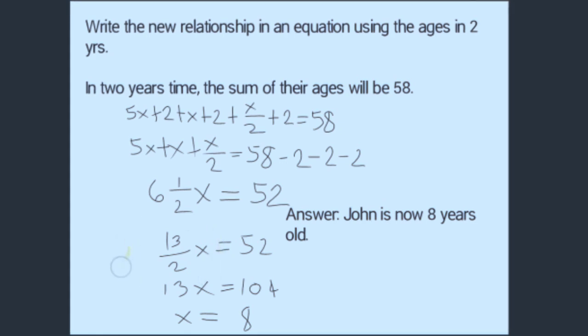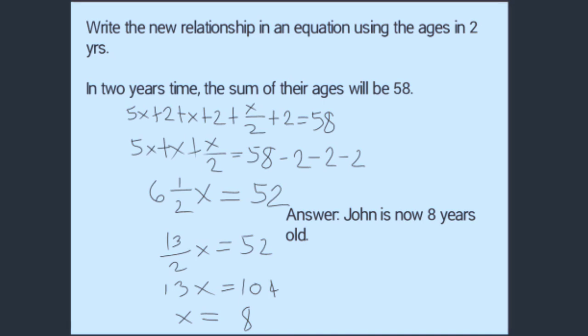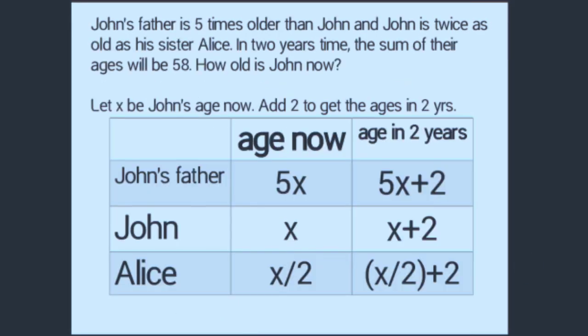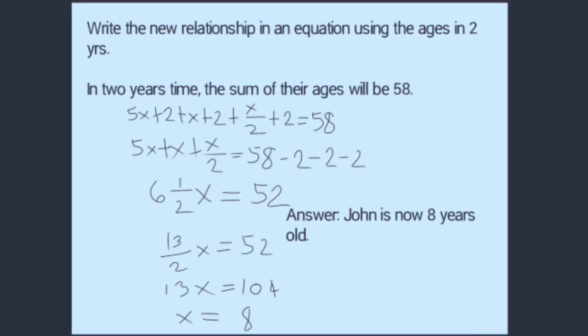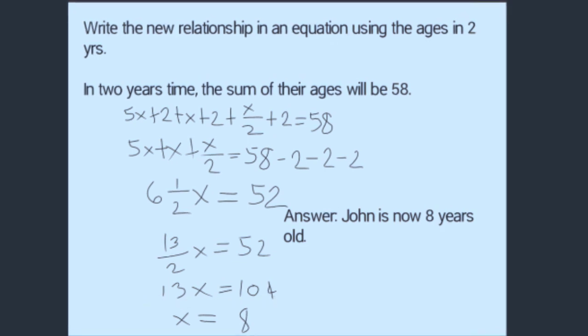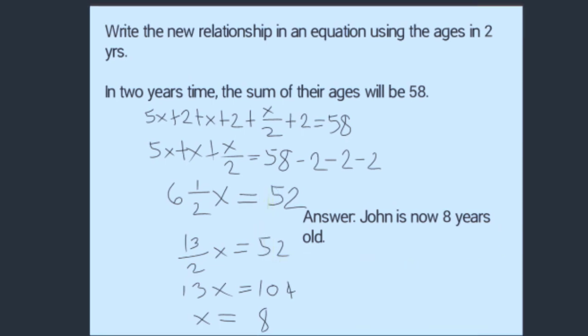Then, multiply both sides by 2. So, you have 13x equals 52 times 2. So, we have 104. Then, divide both sides by 13. So, we have x equals 104 divided by 13 is 8. So, this is now the age of John, which is 8.